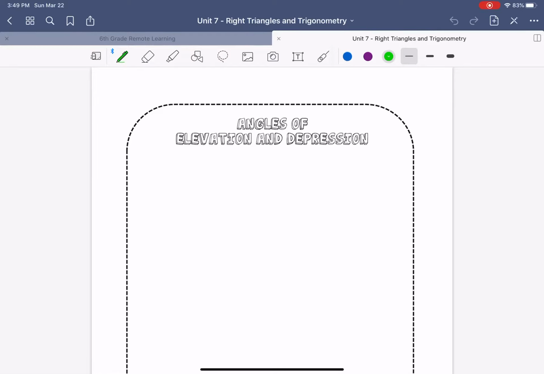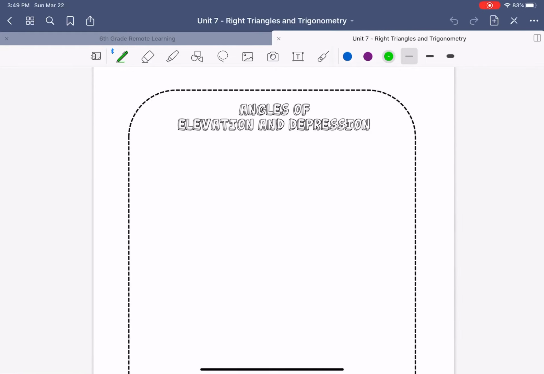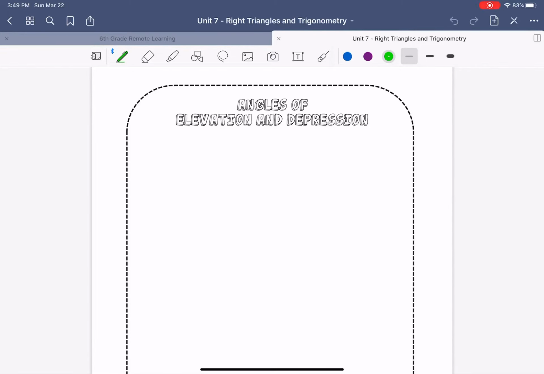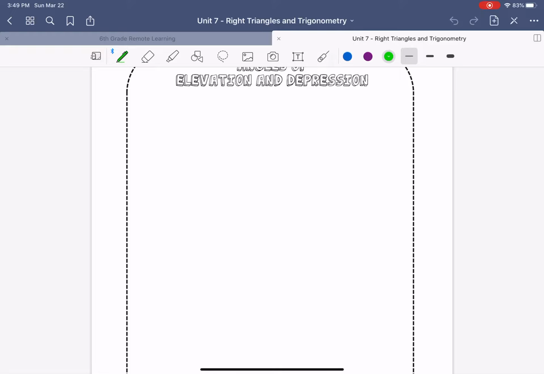Hi friends! Today we're going to talk about angles of elevation and depression, what they are and what they are not. And then in a later video, we'll talk about how that relates to trigonometry and how we solve those angles of elevation and depression word problems using some of the trigonometry skills that we already have.